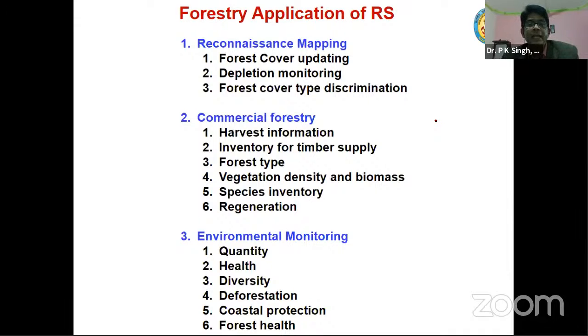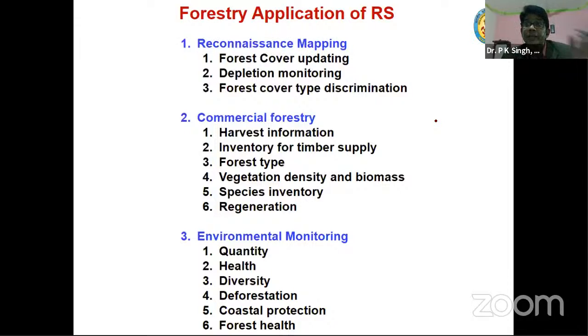Then forest cover type discrimination. What type of forest is there? For that type of discrimination, this study is done. Then in commercial forestry, harvest information, when the harvesting time is there, whether trees or fruits are ripe or not, that type of information can be calculated. Inventory for timber supply, what is the total density of timber in that particular area. Forest type, vegetation density and biomass mapping can be done using remote sensing techniques.